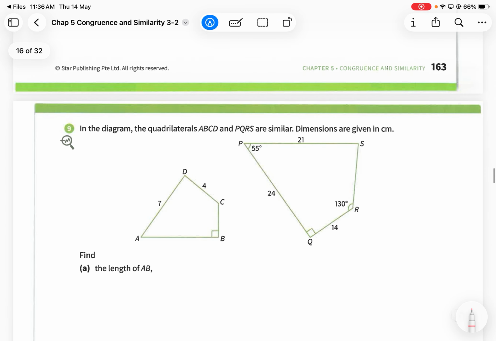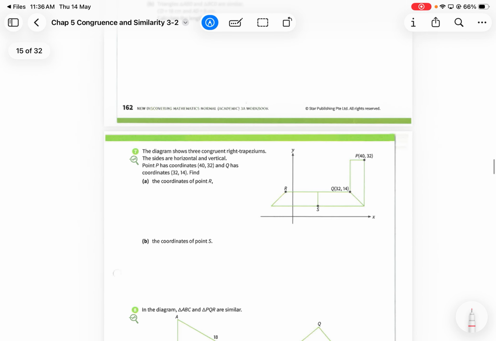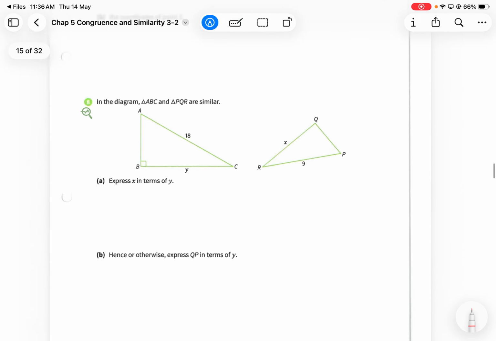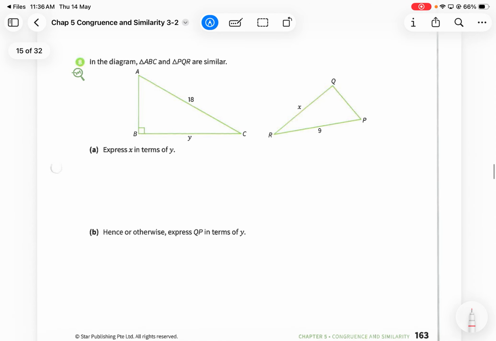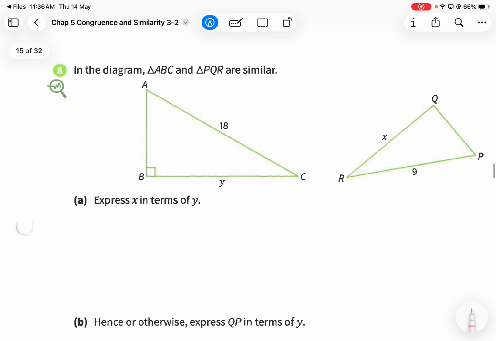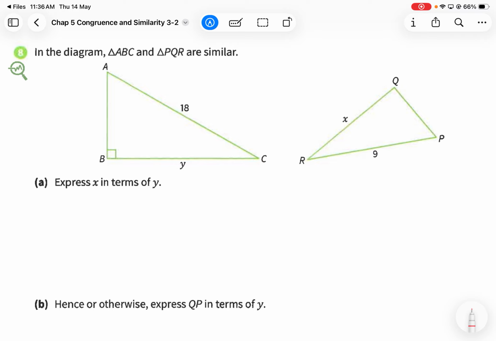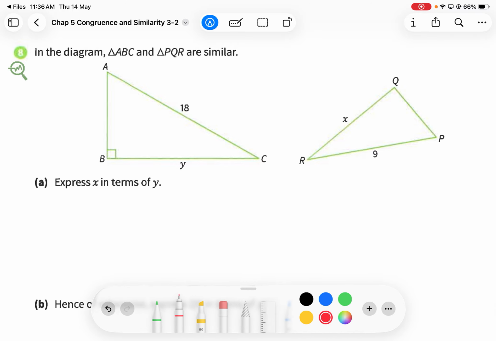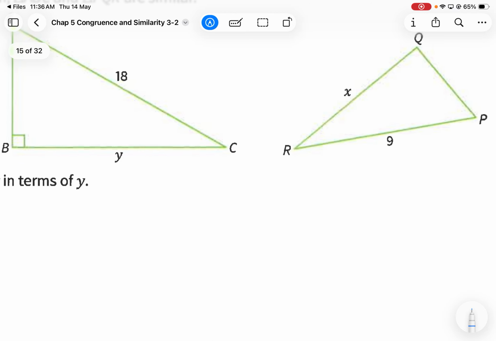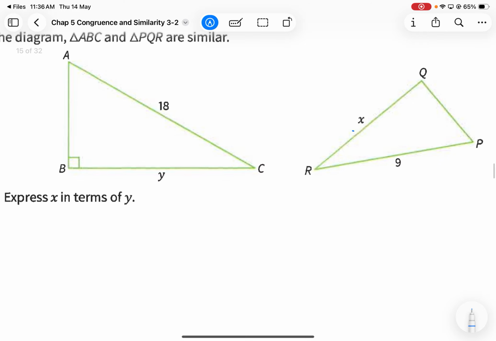Okay, your practice. Question 8. Okay, never mind. Question 8 we do together. They want us to express x in terms of y. So we want to be able to link what is x to what is y.